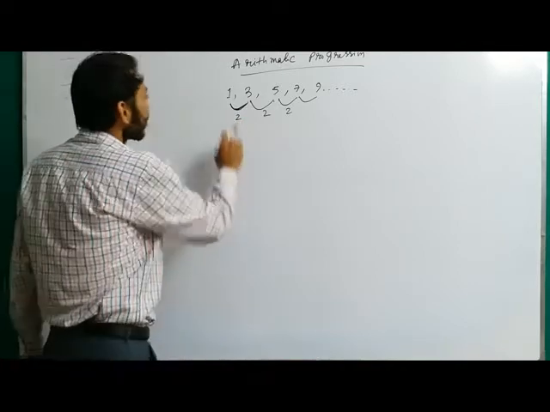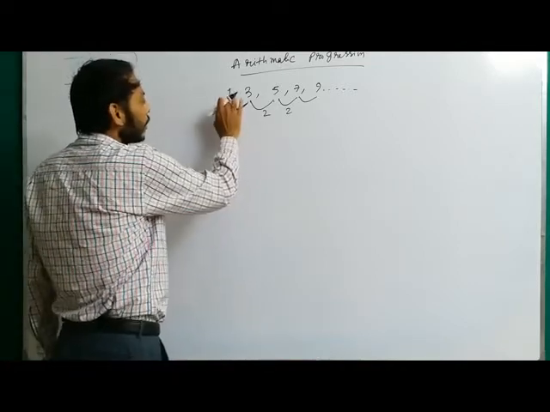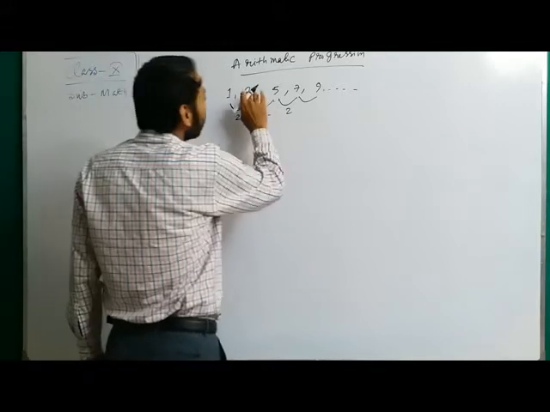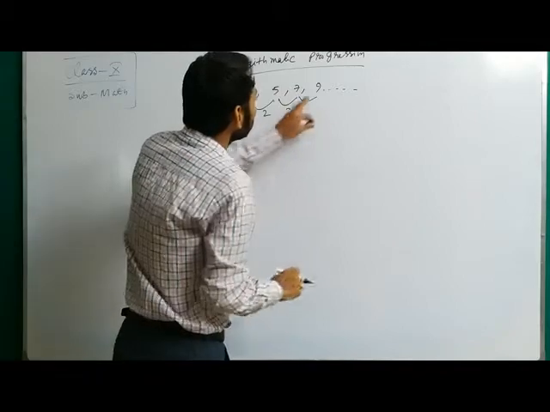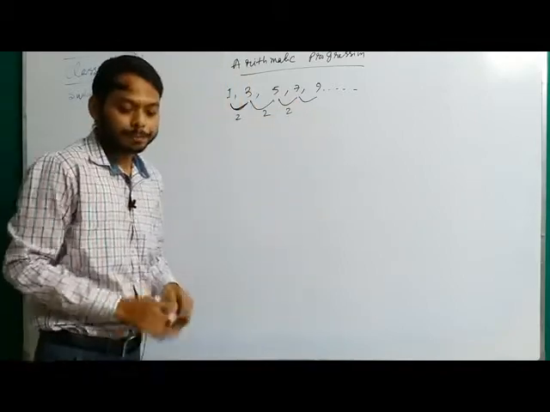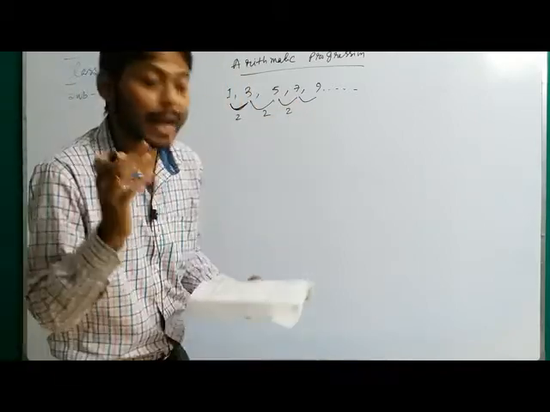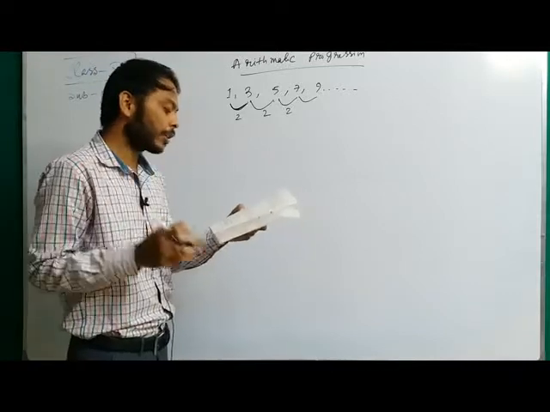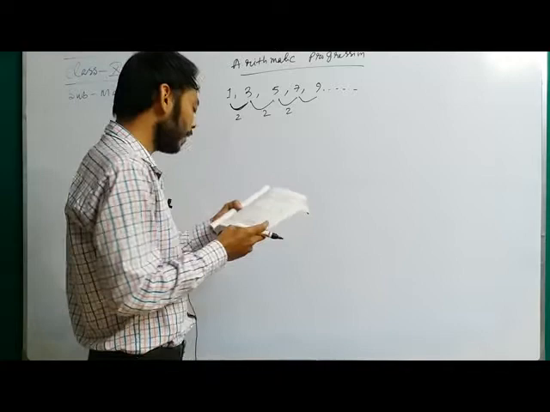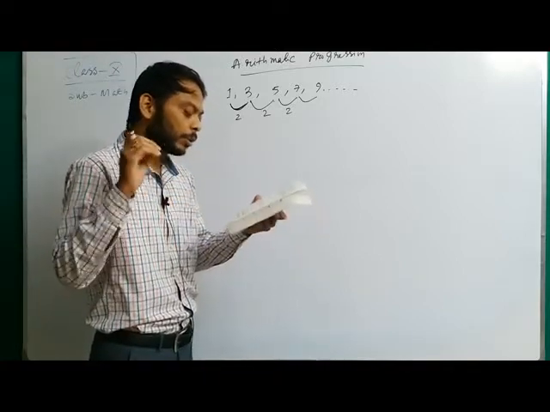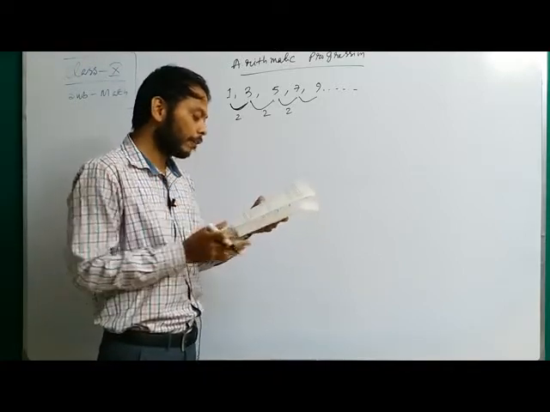So here 2 is added to 1, we get 3, then 2 is added to 3, we get 5, 2 is added to 5, we get 7, and so on, we get 9. So what is the definition of arithmetic progression? Arithmetic progression is a list of numbers in which each term is obtained by adding a fixed number to the preceding number except the first term.